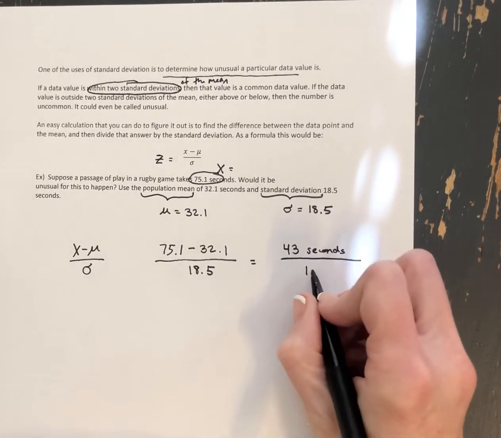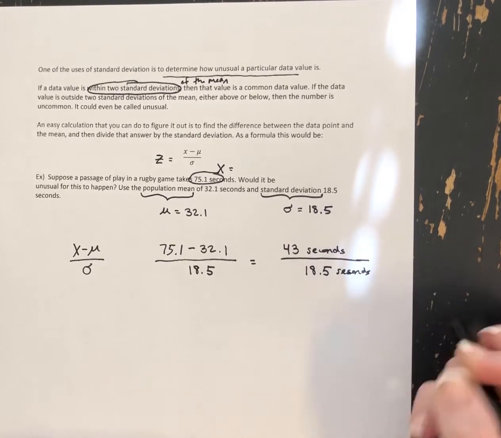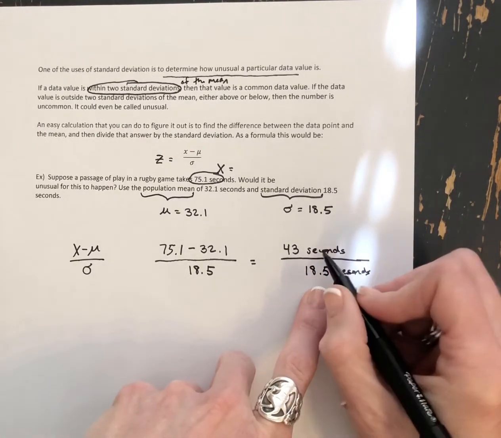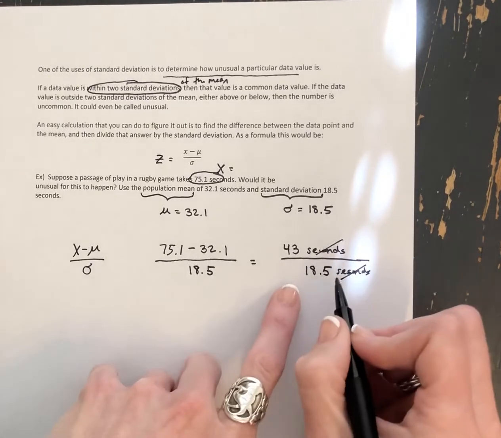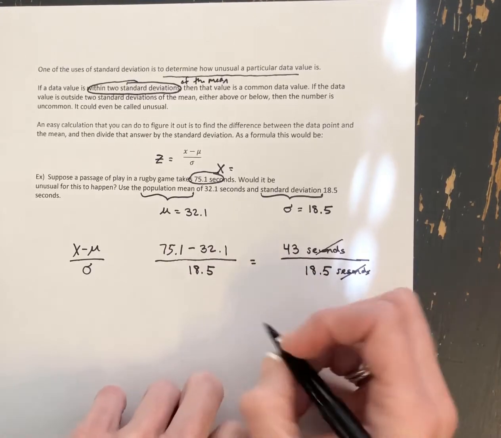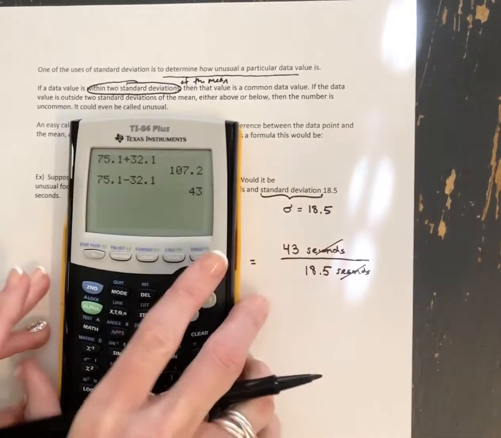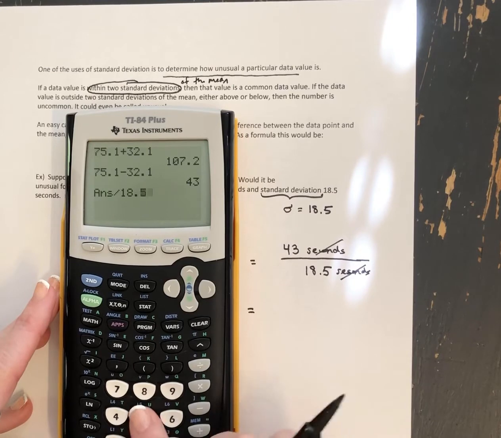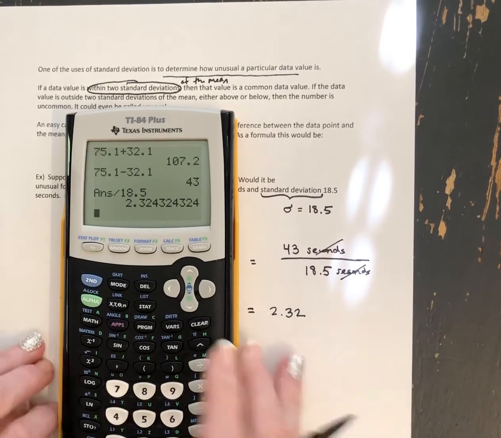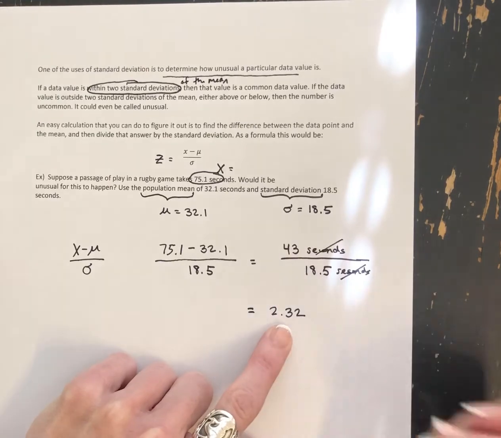And now we want to know, how many standard deviations is that? Remember, standard deviation has the same units as the original variable, and so these seconds are going to cancel. What we're saying is, how many times does this standard deviation of 18.5 go into 43? So 43 divided by 18.5 is 2.32 times. About 2.32 copies of 18.5 is what it takes to get to 43.